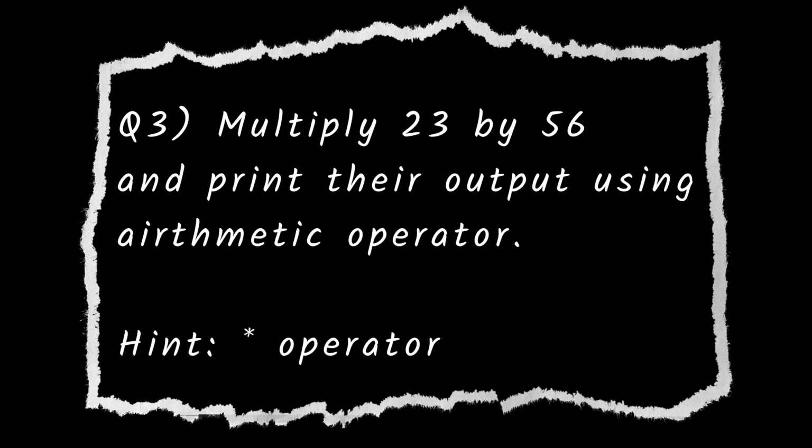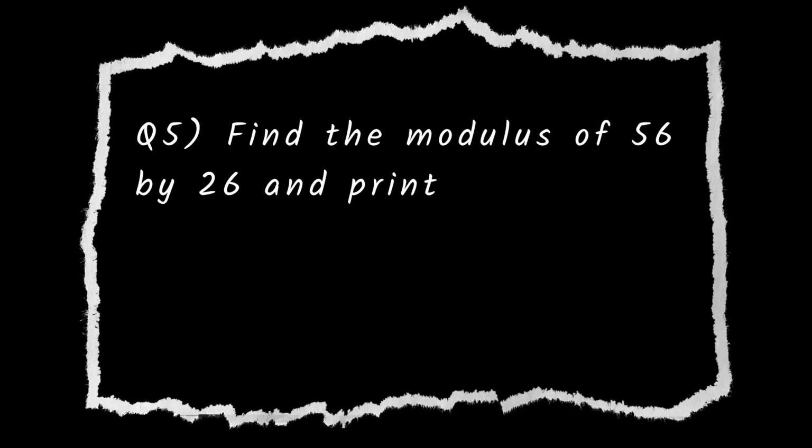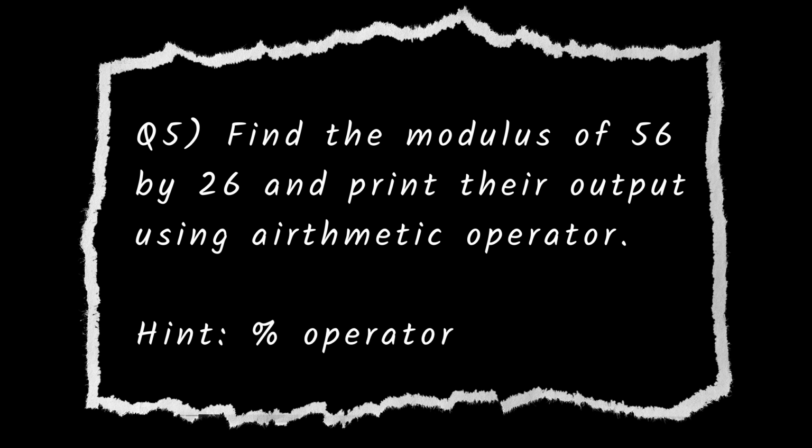The next question is, multiply 23 by 56 and print their output using arithmetic operator. Here is the hint, multiplication operator. The next question is, find division of 89 by 23 and print their output using arithmetic operator. Here is the hint, division operator. The next question is, find the modulus of 56 by 26 and print their output using arithmetic operator. Here is the hint, modulus operator.